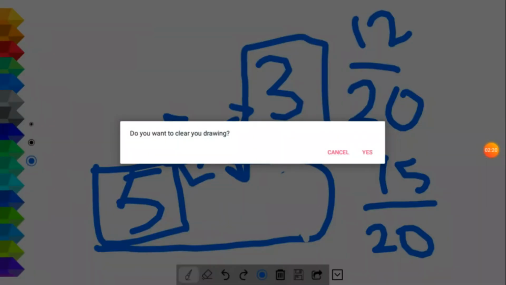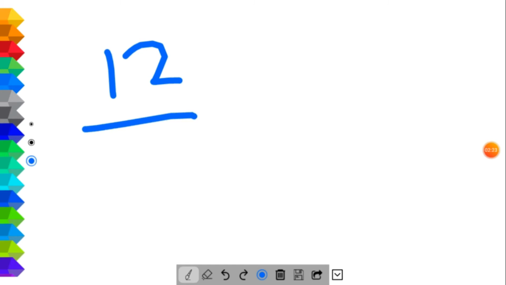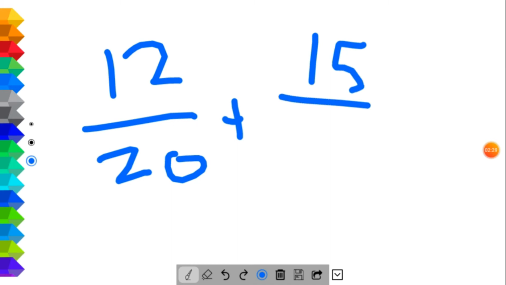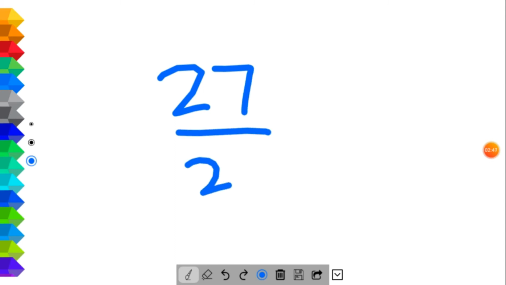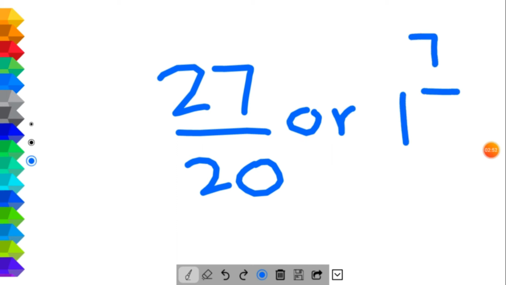Let's do this on a blank one. So you get 12/20 plus 15/20. That would be pretty straightforward, as you could easily get 27 over 20 as your answer. Or you can get 17 over 20. If you didn't really get that because I said it a bit too fast, that's fine.